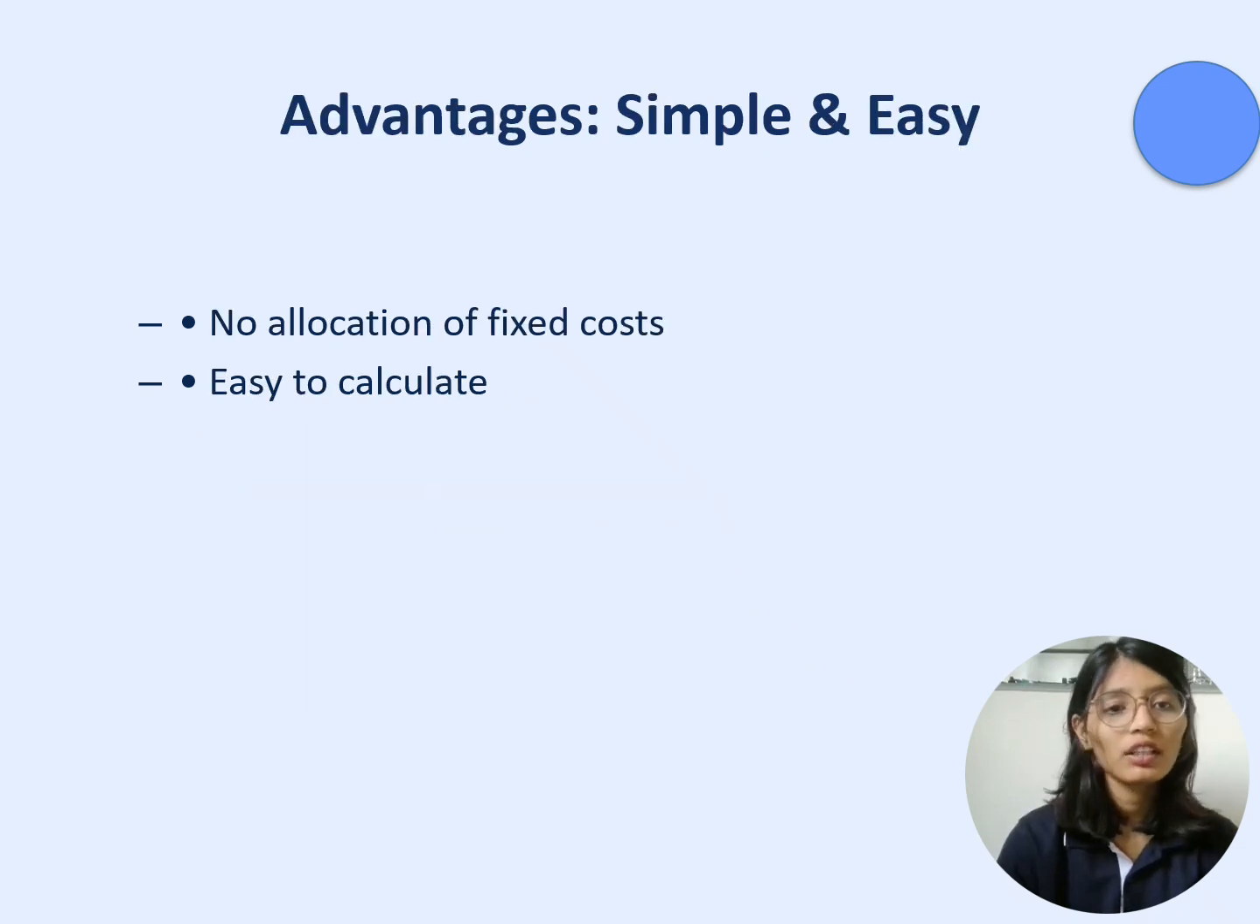Now we'll learn about different advantages of marginal costing. The first advantage of marginal costing is that it is simple and easy to understand. There is no need to allocate fixed cost to products, which makes calculation easy. Because of this simplicity, managers can quickly use this method for decision making.